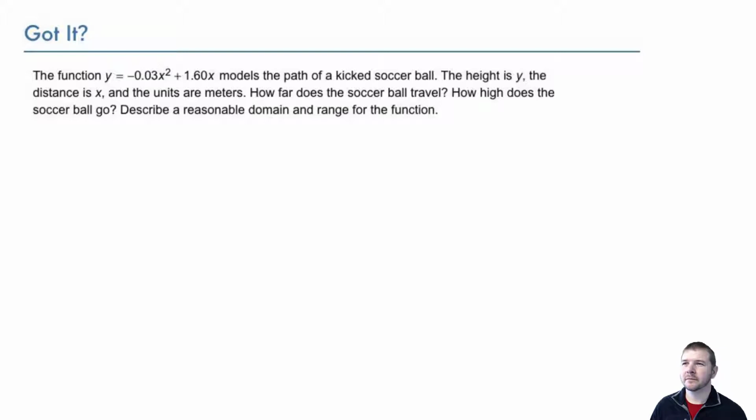Your turn. The function y equals negative 0.03x squared plus 1.60x models the path of a kicked soccer ball. The height is y, the distance is x, and the units are meters. How far does the soccer ball travel? How high does the soccer ball go? Describe a reasonable domain and range for the function.